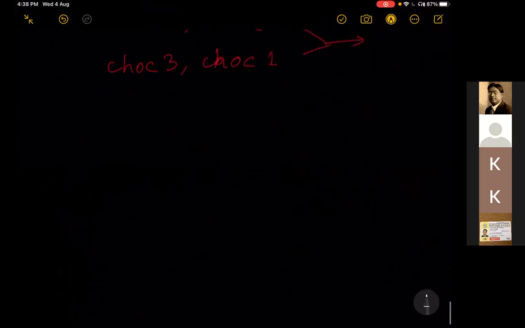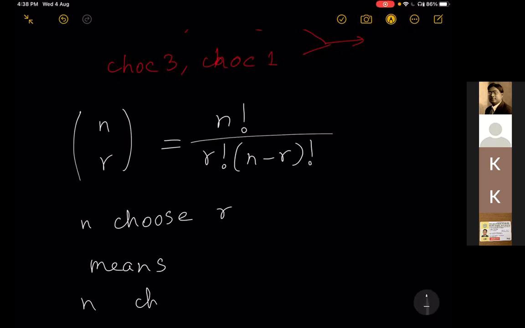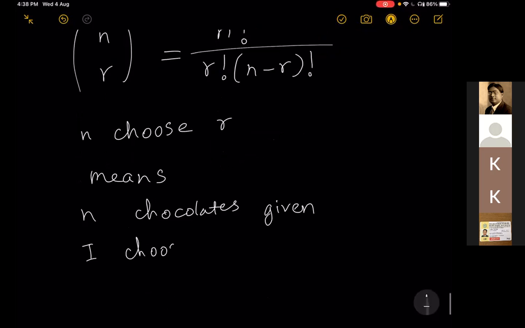And in the binomial theorem, you learned this thing, nCr, n choose r. That is basically this thing only: n factorial by r factorial into n minus r factorial. And what does n choose r mean? It means n chocolates are given, I choose r out of them, in how many ways.